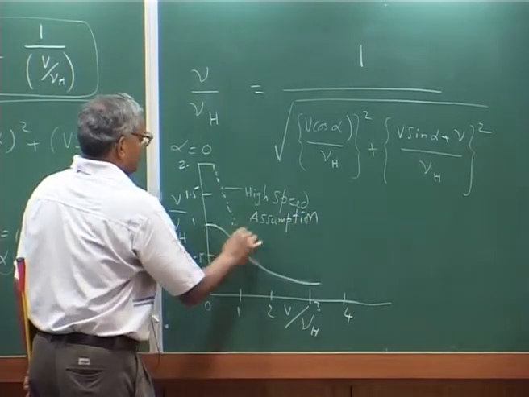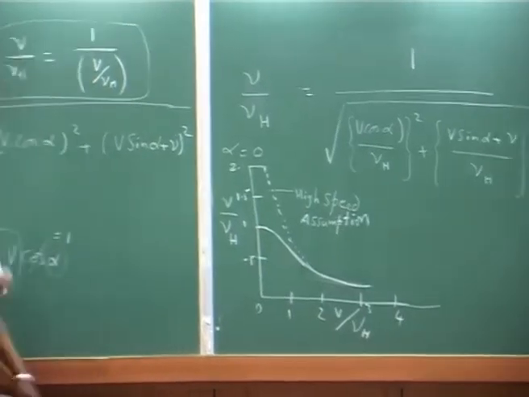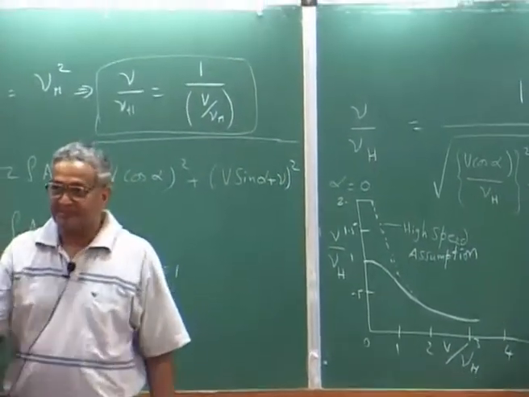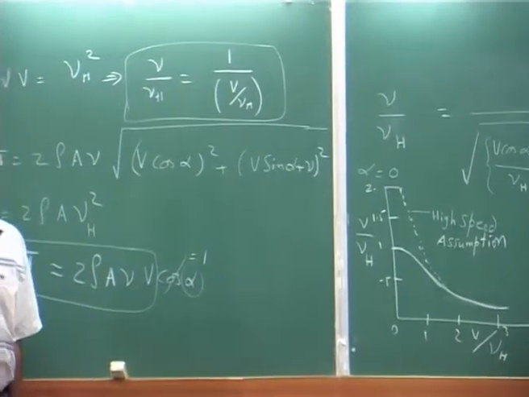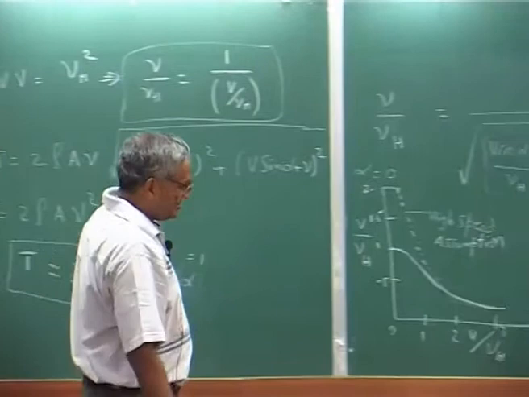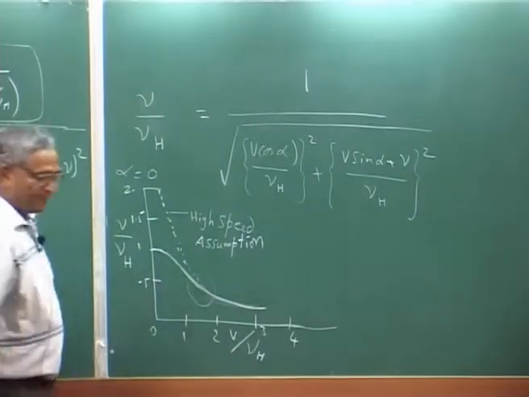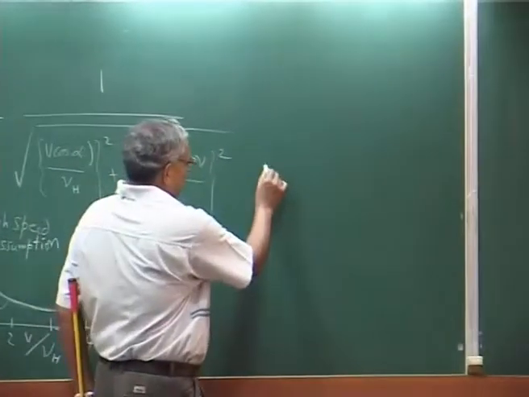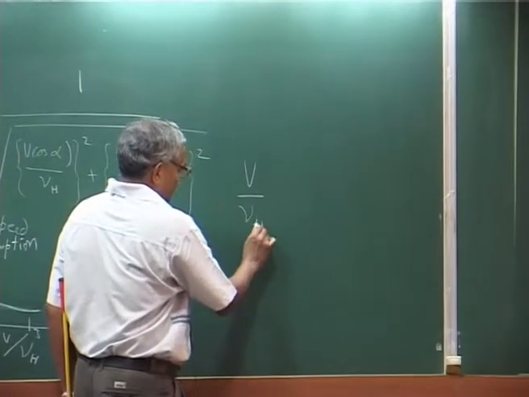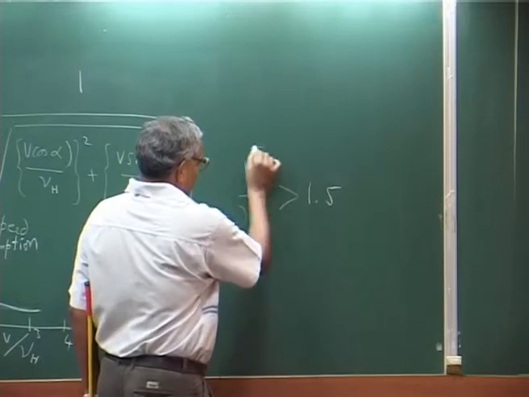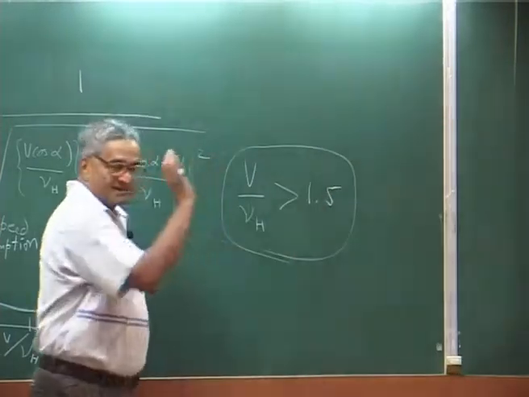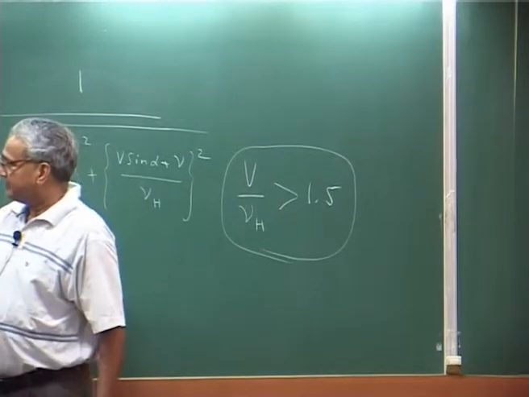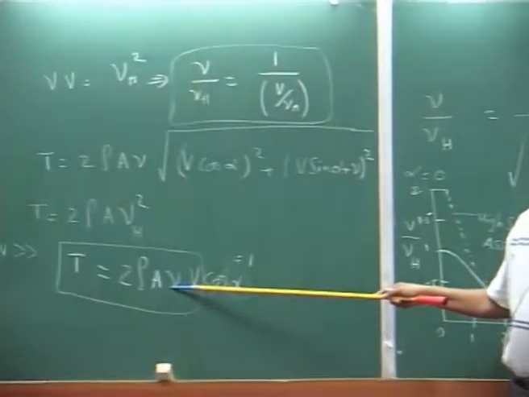This curve, because you know that as v becomes 0, this is going to become asymptotically infinite. But in general, the deviation will start at v over nu h greater than 1.5. Okay. So now your question is v over nu h: you can make this assumption greater than 1.5, and the high speed assumption is fine.